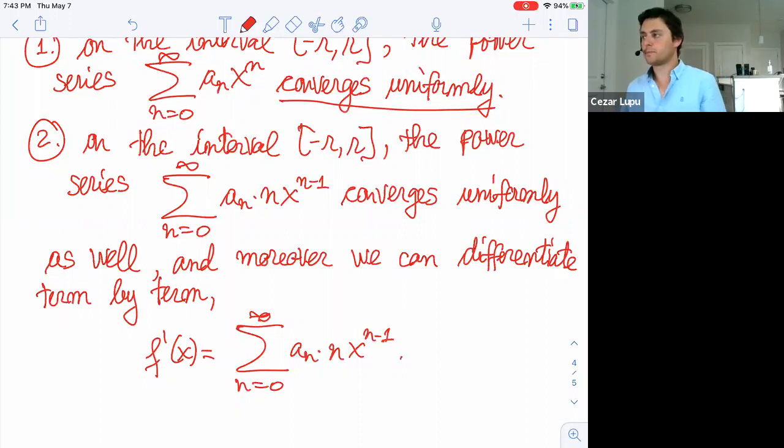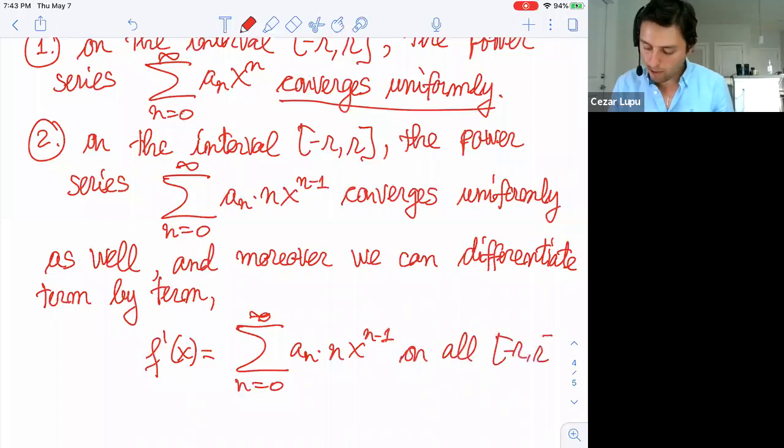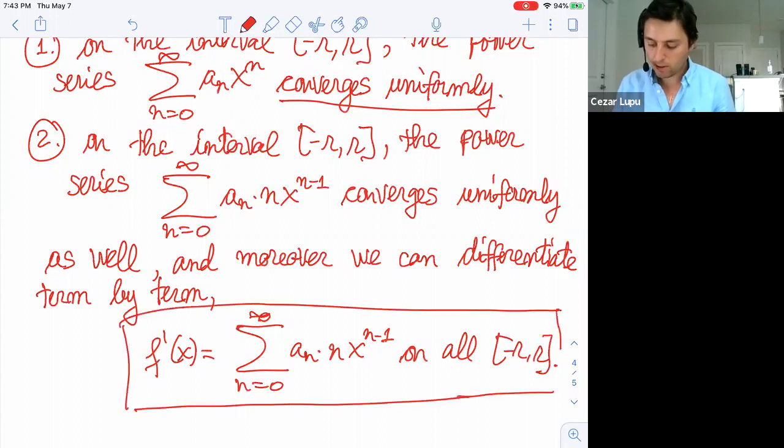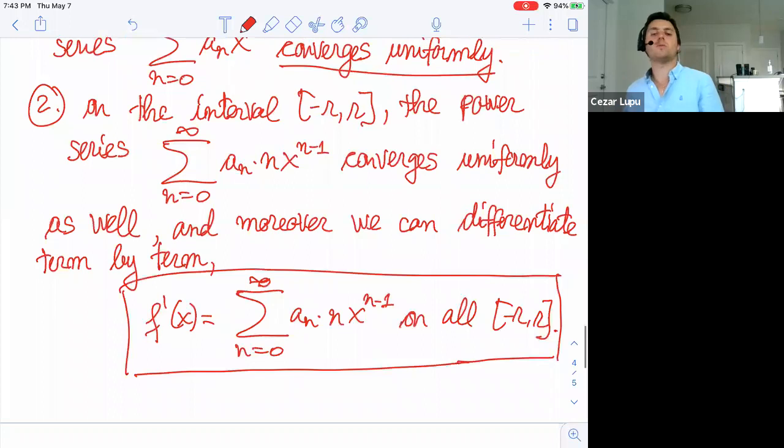Okay. This holds on the whole interval (-R, R). Wow. We have this amazing formula here, so I can differentiate term by term. I think I was asked by Michael last lecture when we can differentiate term by term. There we go. This is the answer. But now the question is, how do I find this R?